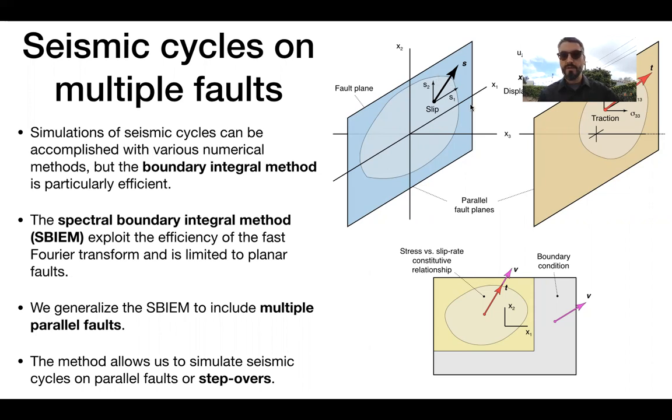So we compute the evolution of stress on parallel structures due to a distribution of slip on a reference fault, and considering a constitutive relationship between traction and velocity, we can compute the evolution of slip on a fault in some areas and consider the velocity fixed in areas subject to boundary conditions. So the method allows us to simulate seismic cycles in parallel faults or stepovers.